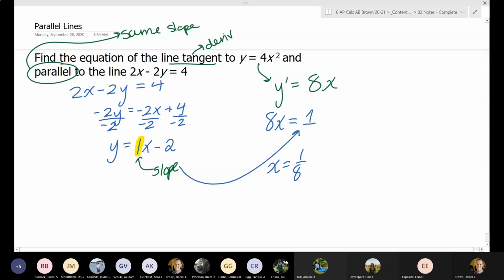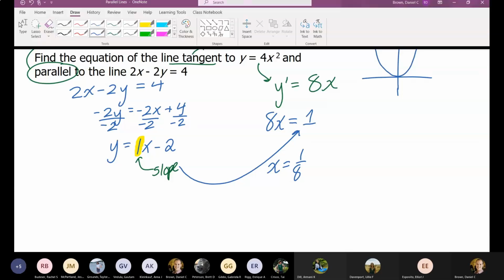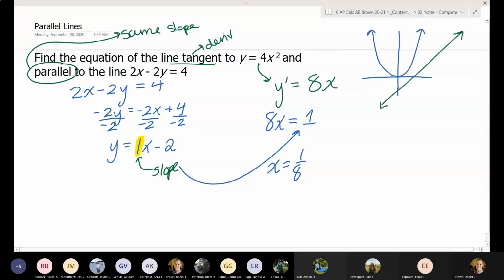Visually, I think some of you who are visual, this will help you figure out what you found. So 4x squared, if I just drew a sample graph, we know that that is a quadratic. The line we want it to be parallel to is this 1x minus 2, which looks something like this. We want to find where a tangent line is parallel to that line. Well, we just found that the x value that's parallel to that is 1/8. And so we want to find the actual equation of the tangent line that would be parallel.